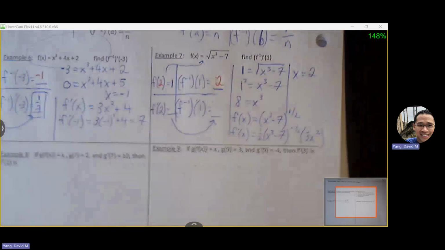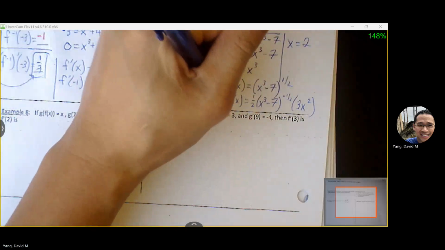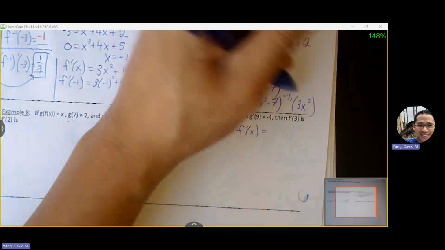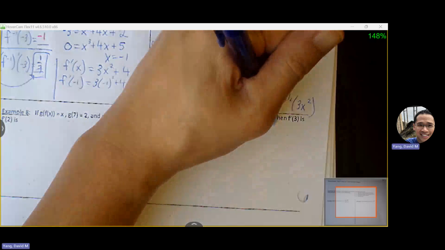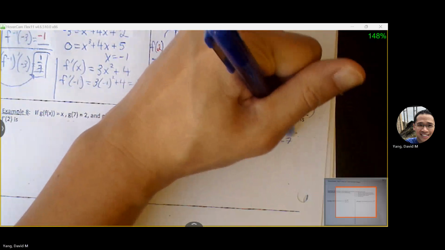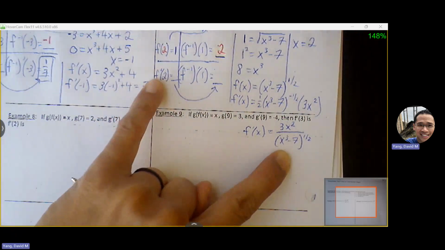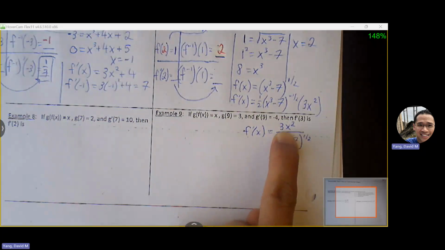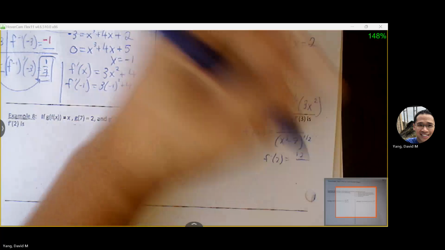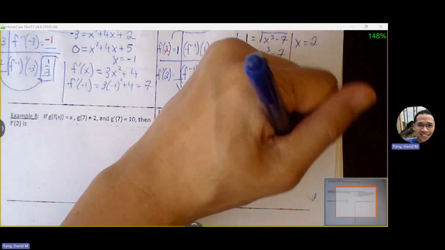I'm going to bleed a little bit into example 9. Example 9 won't take a ton of space, so I'm going to continue my work down here. Do some cleanup here. Numerators together, denominators together. Now that I have my derivative formula, I can plug 2 in to find my slope. 3 times 2 squared, that's going to be 12. 2 cubed minus 7. 8 minus 7 is 1. Square root of 1 is 1.